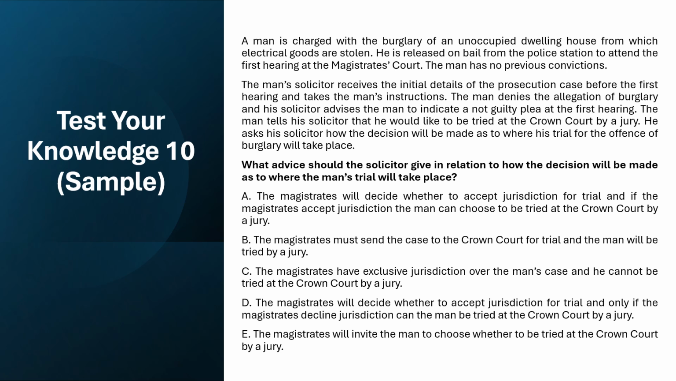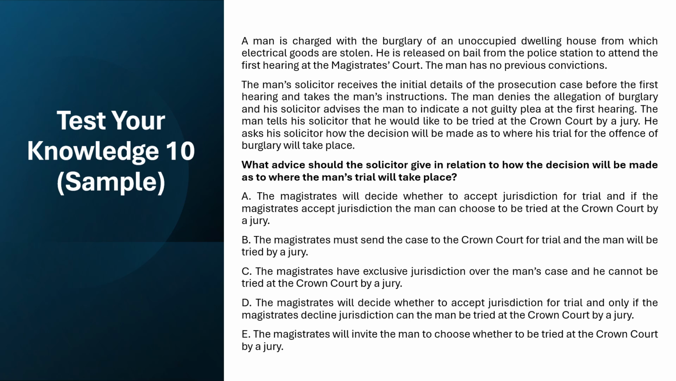So the question here is what advice should the solicitor give in relation to how the decision will be made as to where the man's trial will take place? A, B, C, D or E? A, the magistrates will decide whether to accept jurisdiction for trial, and if the magistrates accept jurisdiction, the man can choose to be tried at the Crown Court by a jury.